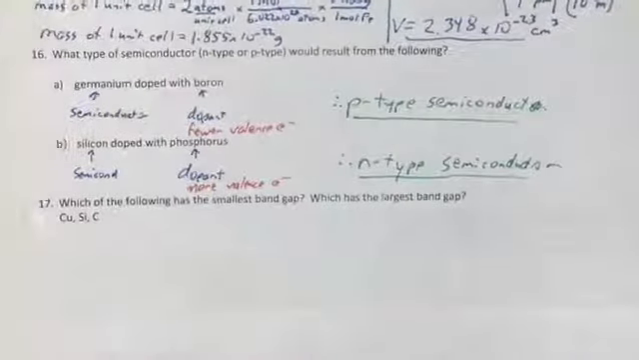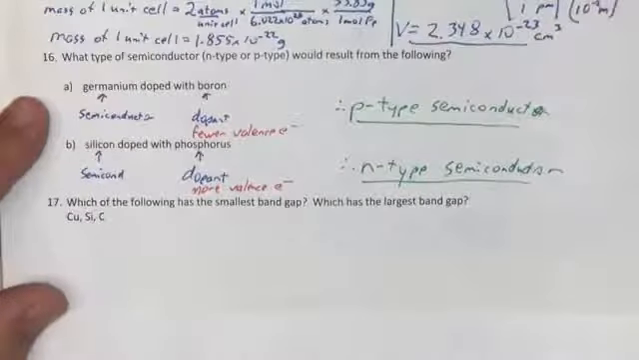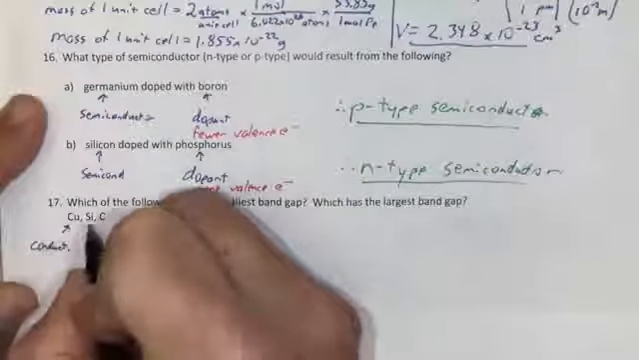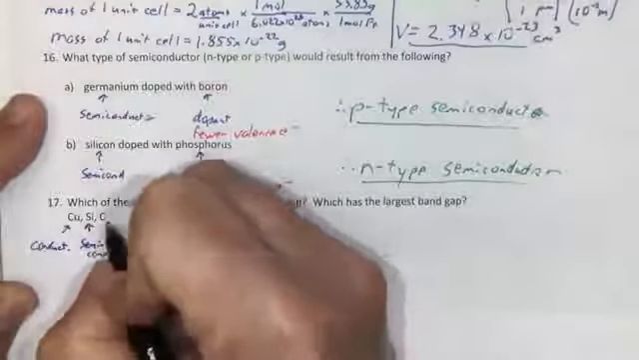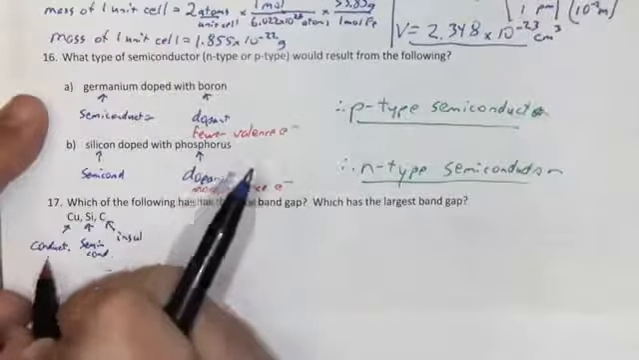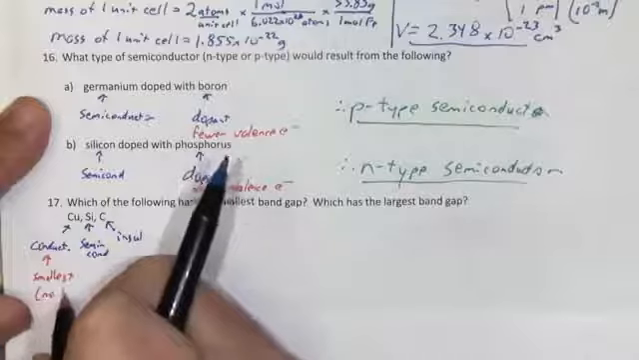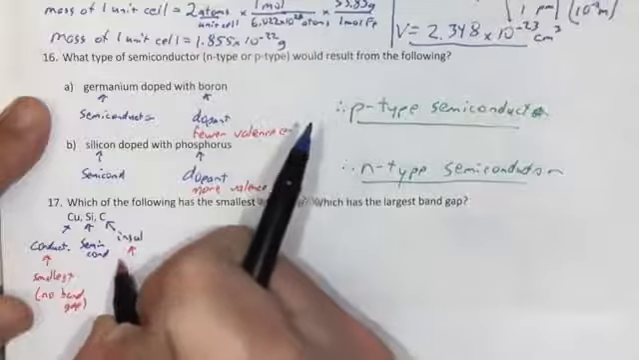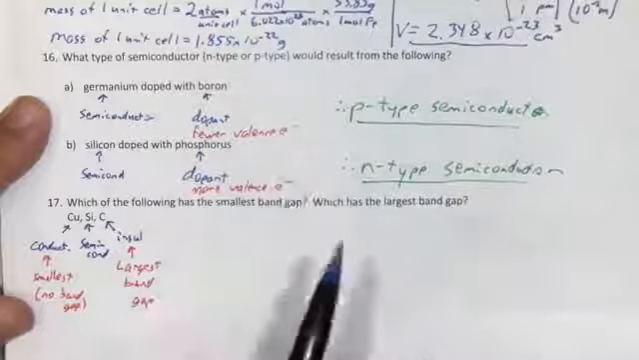And the final question, which of the following has the smallest band gap and which has the largest band gap? Well, the simplest way to look at this is that copper is a conductor, silicon is a semiconductor, carbon is an insulator. And so based on that, the conductor has the smallest band gap. Actually, it has no band gap. And the insulator has the largest band gap.